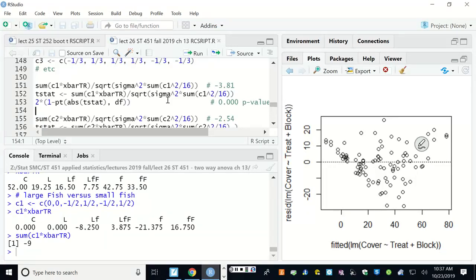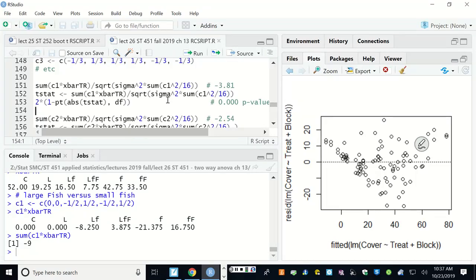The 16 is because there's 16 per treatment, and this is the sigma that I stored. Take the square root. That ends up being a t-value of -3.81. So already you know that's pretty big. I save the t-statistic. It's negative, so I'll take the absolute value, take the probability it's less than that, and use the degrees of freedom, which was 48, to get a p-value. It's practically 0.